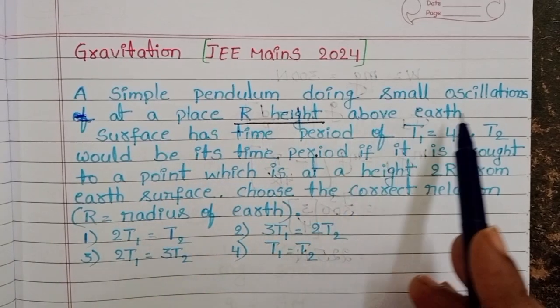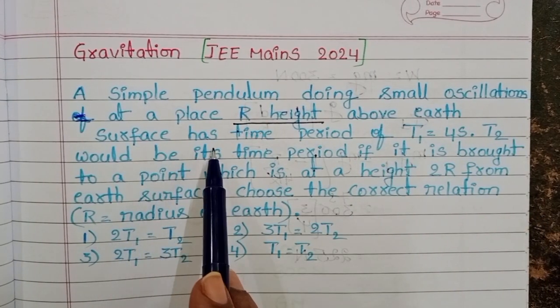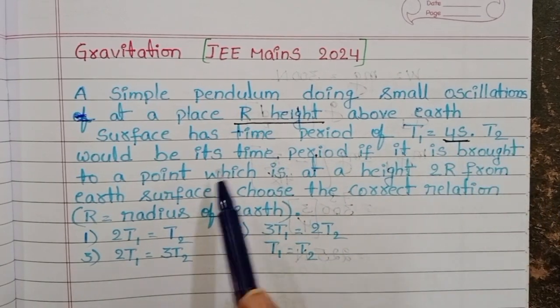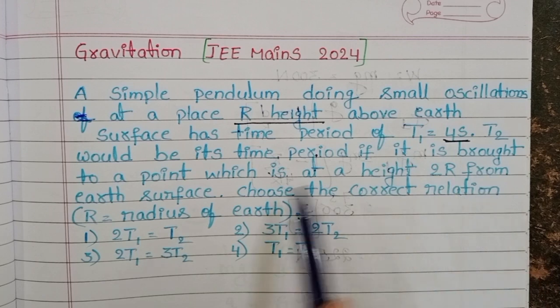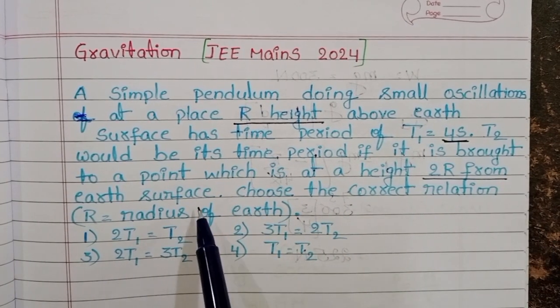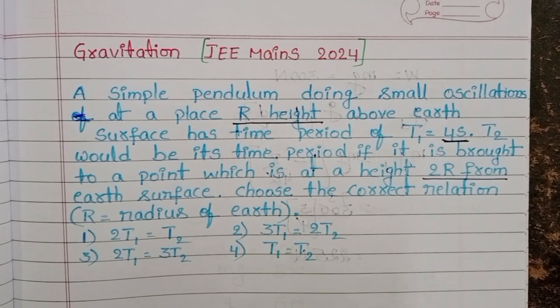A simple pendulum doing small oscillations at a place r height above the earth's surface has a time period of 4 seconds. T2 would be its time period if it is brought to a point which is at a height 2r from the earth's surface, where r is the radius of the earth.